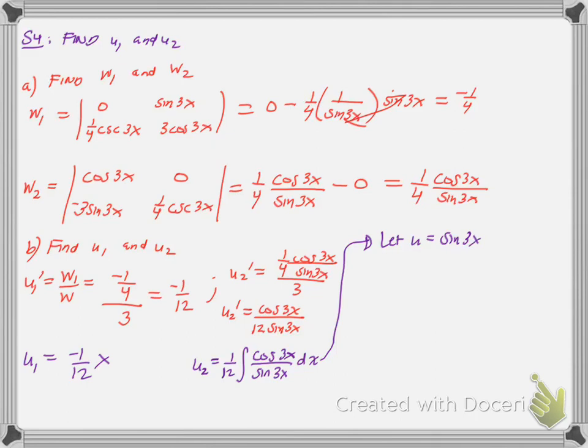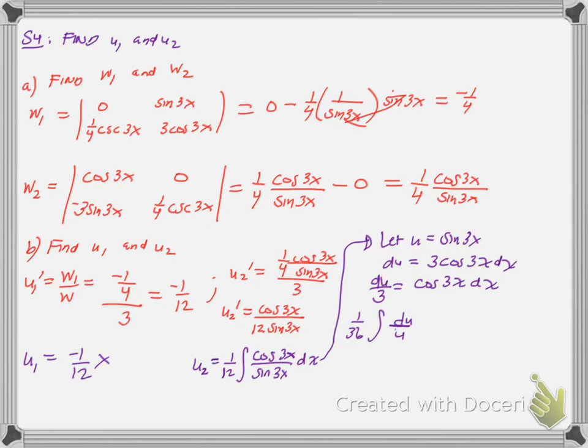Let u be what's in the denominator, sine 3x, so the numerator will pop up in your derivative. So du is 3 cosine 3x dx. Divide by 3. And again, I'm doing this just for your notes' sake because this is the only problem I'm doing. And so we have du over 3 equals cosine 3x dx. So that's going to make it 1/36, if we multiply that 1/3 by 1/12, and we have 1 over u, or du over u, when we do the substitution.